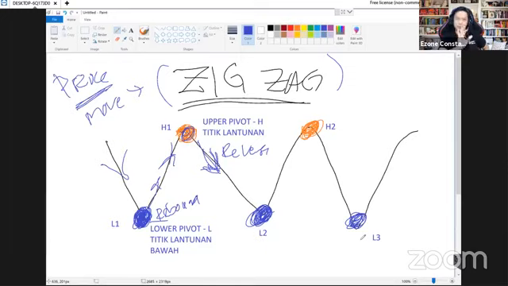Setakat ni semua dah faham mengenai pivot point? Especially siapa yang newbie tu, you type dekat Facebook comment. I would like to know. So far so good. Understand that there are 2 types of point. One is the upper pivot point, which we label as H, and we have a lower pivot point, which we label as L. So far so good. I don't see anybody comment here, so I'm not sure whether you guys are okay with that.